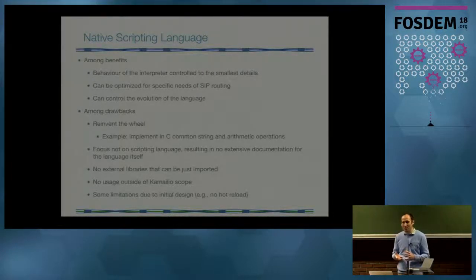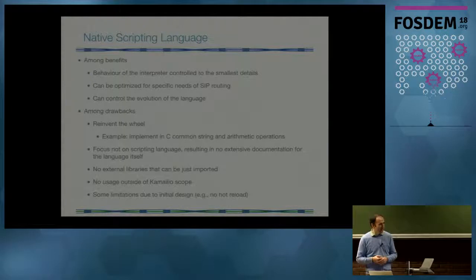Lua probably was there, but somehow we never found it at that time and probably it was not that developed. So at the end, the decision was writing from scratch, and of course you have some benefits. You can control everything about that interpreter because you write it. If that action is triggered, it's up to you to do it. If that return code is returned, it's up to you to interpret it as you like. And then, of course, you can optimize it for your specific needs because we know we have to deal mainly with routing SIP packets, and you can also control the evolution of the language, how it's going to be developed over time, the structure, and so on and so forth.